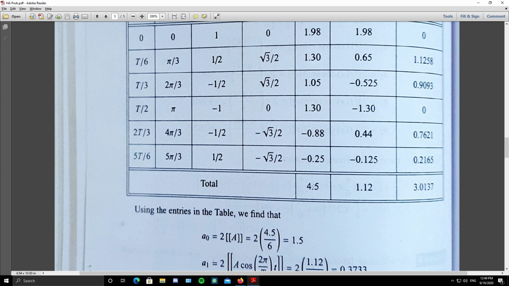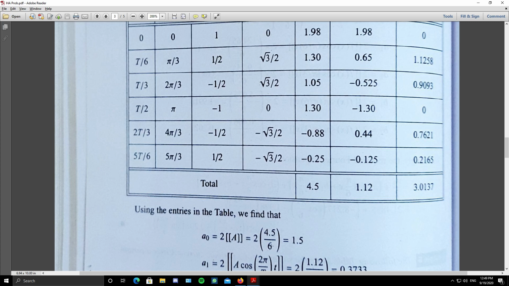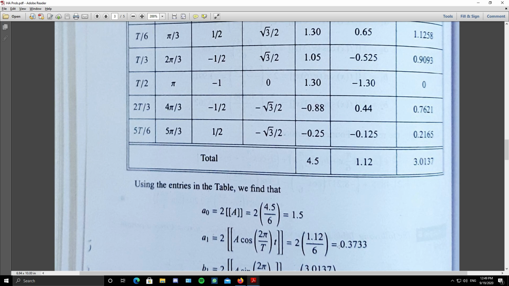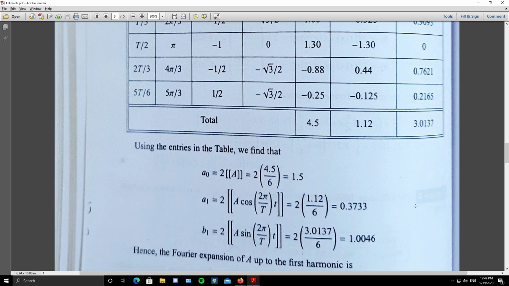Find the sum of the last three columns. The sum of the A column is 4.5, divided by 6. So 2 times 4.5 by 6, where 4.5 by 6 is the average. That is 1.5. For a1, 2 times 1.12 by 6, that is 0.3733. For b1, 2 times the mean of this column, 3.0137 by 6, that is 1.0046.